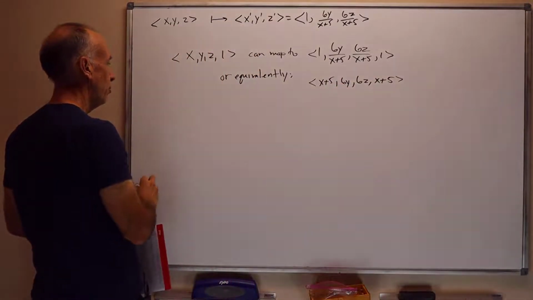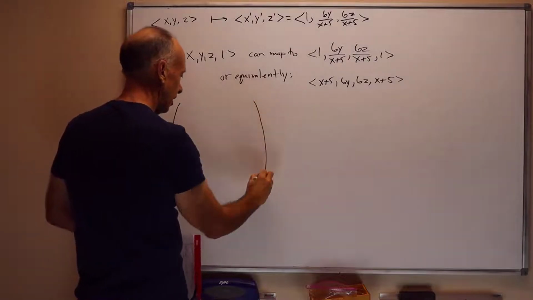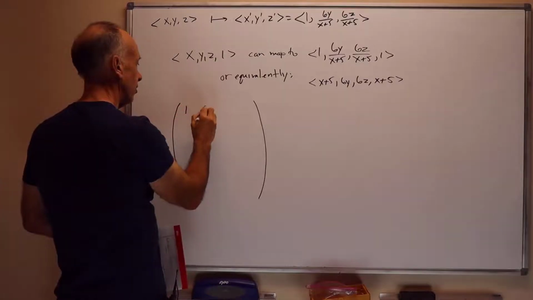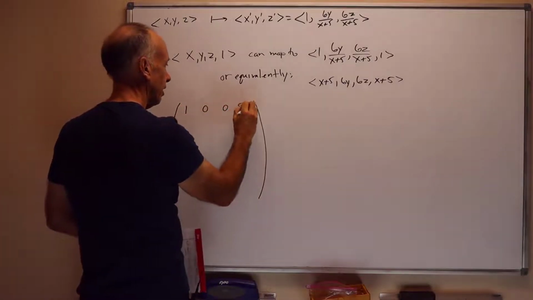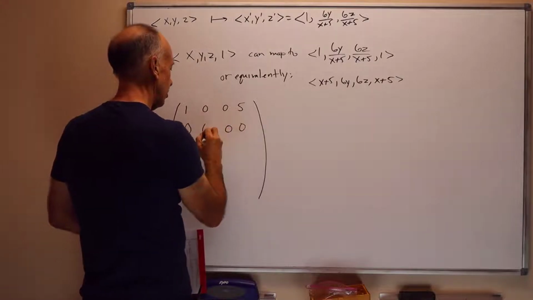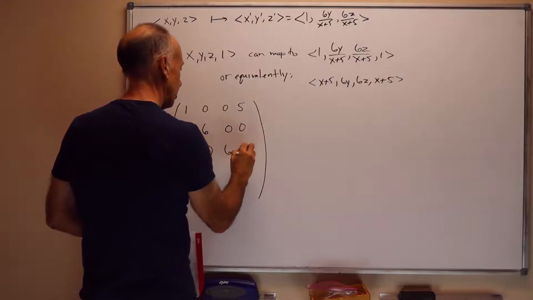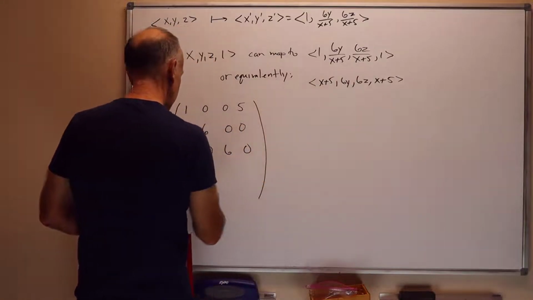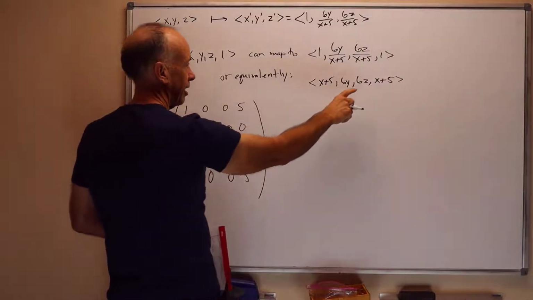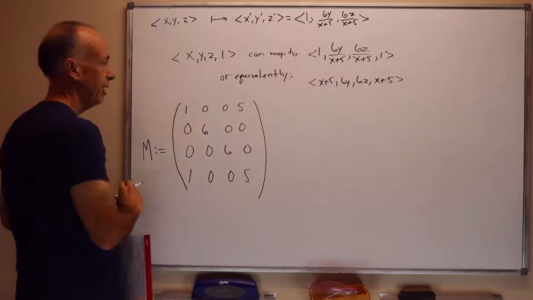So at this point, we can pretty much just write out the matrix in a way that takes a little bit of practice, but isn't that hard to see. I'll do it by rows. 1, 0, 0, 5 corresponds to x plus 5. 0, 6, 0, 0 corresponds to 6y. 0, 0, 6, 0 corresponds to 6z. And 1, 0, 0, 5 corresponds to x plus 5. And here's our matrix. I'll call it M.